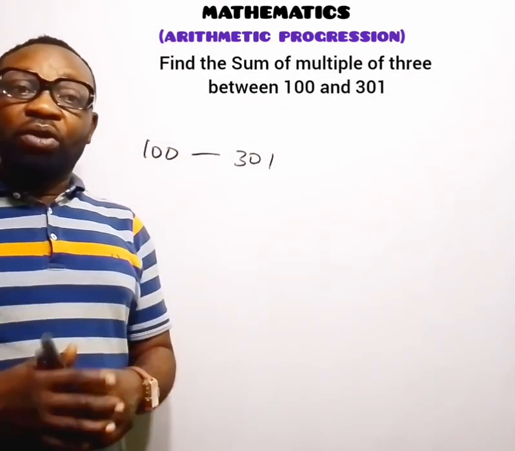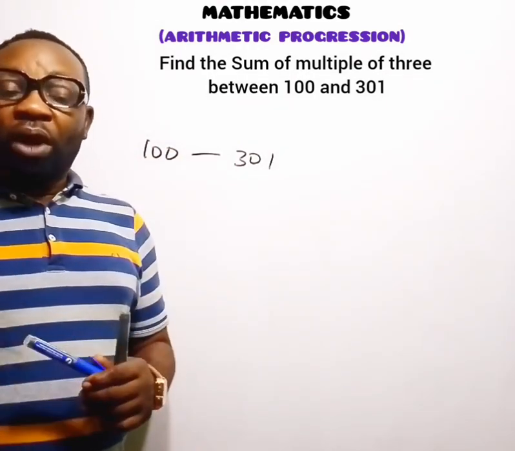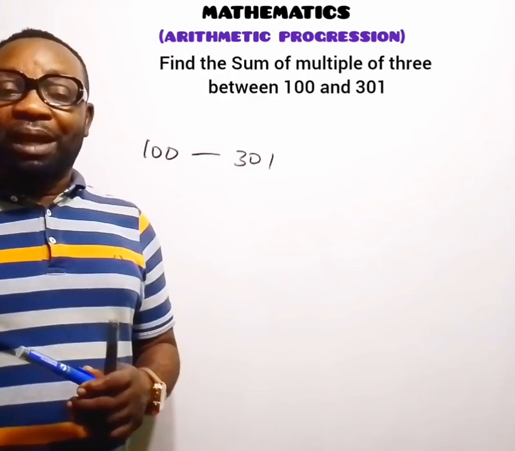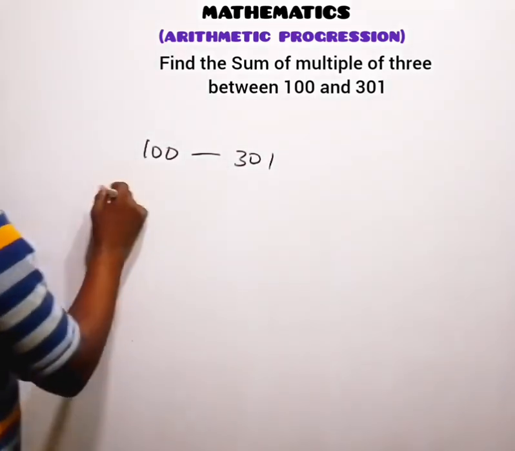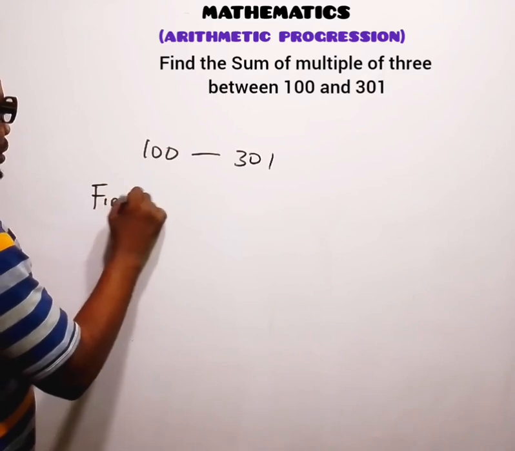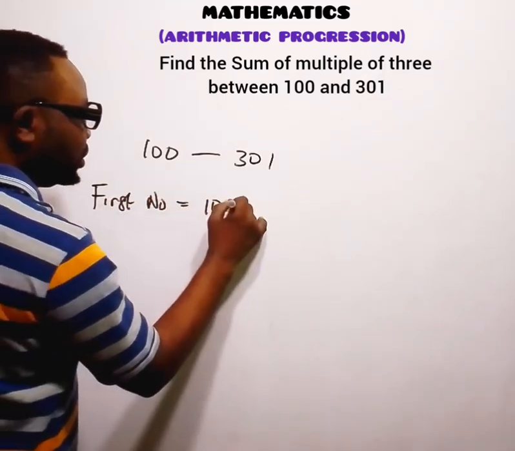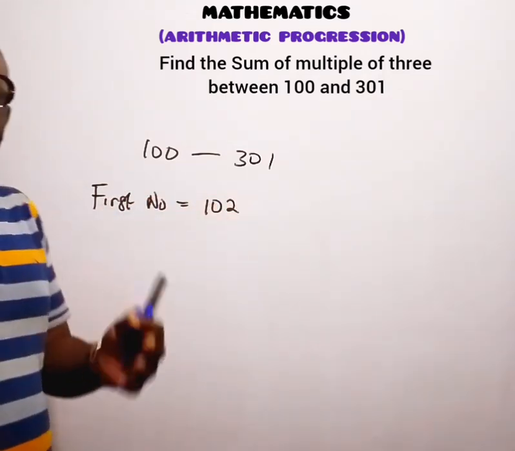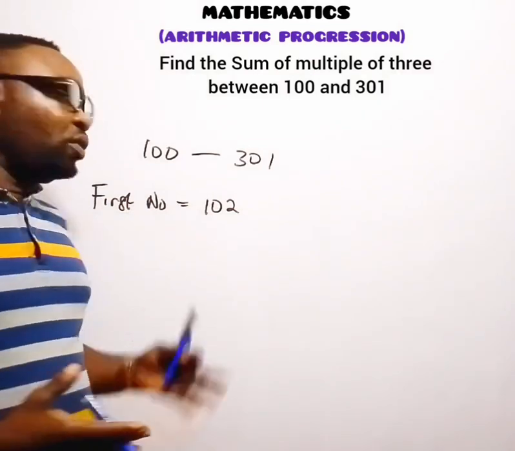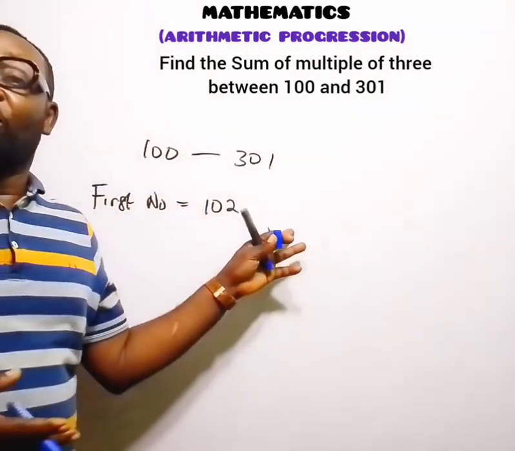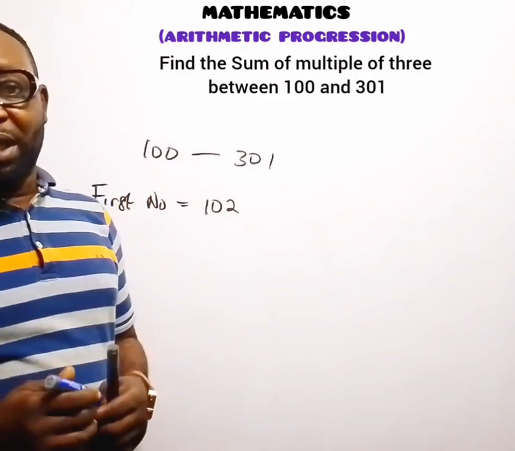The first number you are going to have there is going to be 102, which is 34 multiplied by 3. So the first number is equal to 102. If I want to start looking at each of the numbers one after the other, the next one after will be 105, and that's going to consume my time.